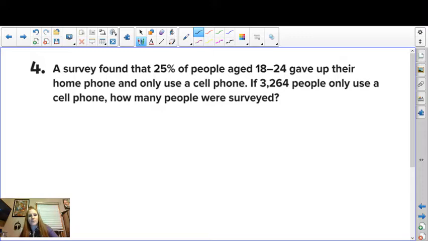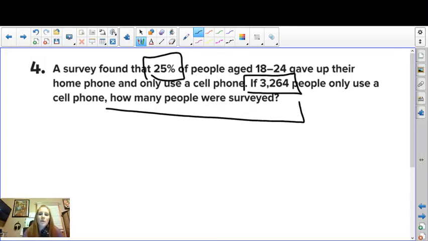The survey found that 25% of people aged 18 to 24, not me, gave up their home phone and only used a cell phone. If 3,264 people only use a cell phone, how many people were surveyed? Well, let's think about it. I've got this number and I've got this number. So I want to know the whole. I'm missing the outside piece. So I want to know what 25% of that number is.